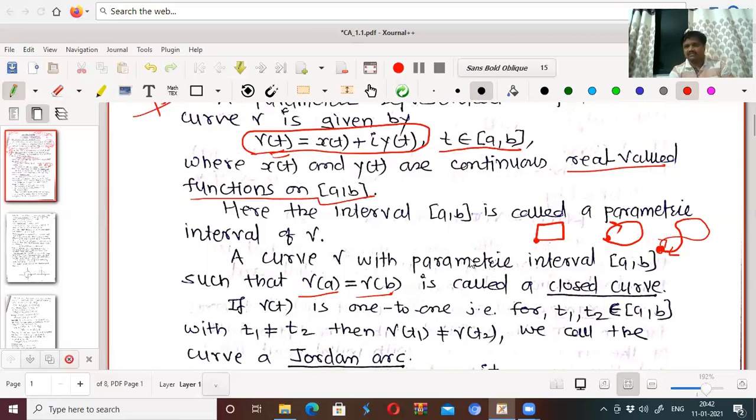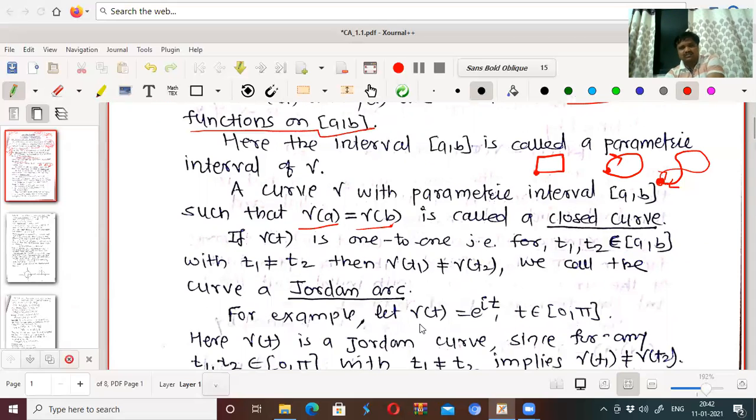We don't know anything about the other points. They may coincide or may not, but their initial and terminal points should coincide. In this case, we say that the curve is closed.